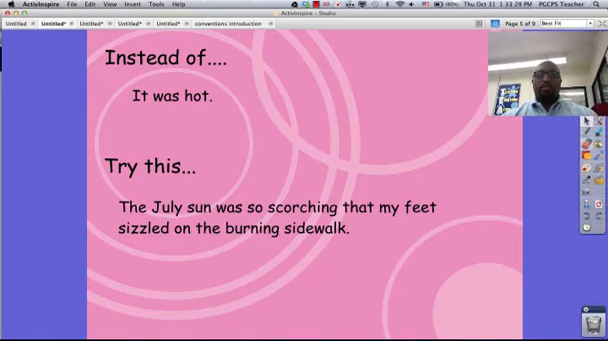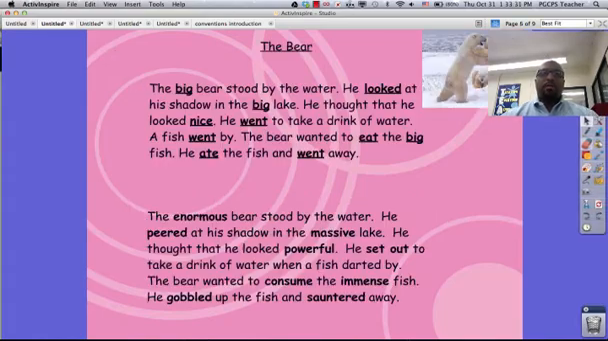All right, let's look at another one. This one is called The Bear. The big bear stood by the water. He looked at his shadow in the big lake. He thought that he looked nice. He went to take a drink of water. A fish went by. The bear wanted to eat the big fish. He ate the fish and went away.